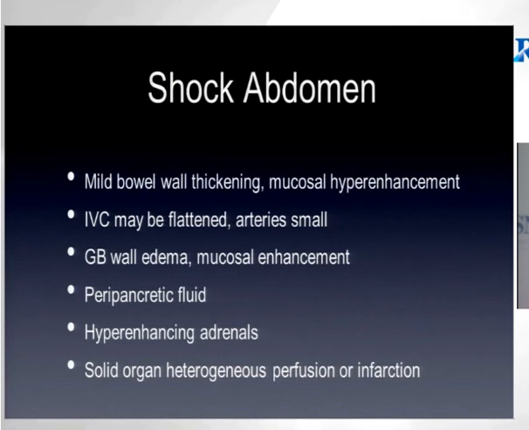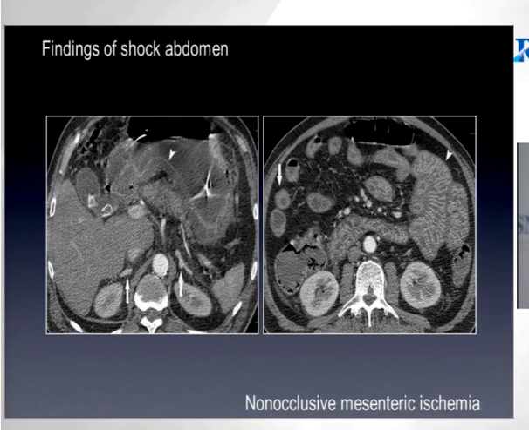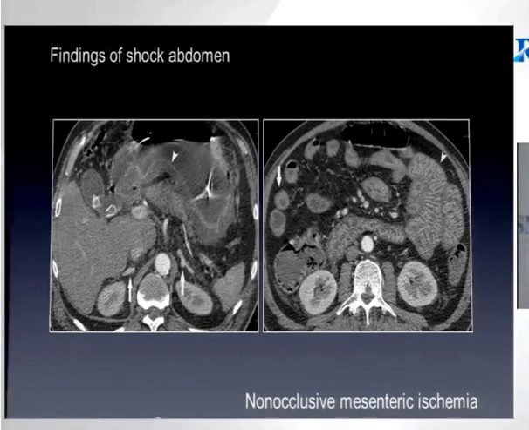The IVC may be flattened, or it may not be because the patient may have received volume before they got to your scanner, although if the patient had significant hypotension, often the arterial vasospasm does persist for longer. You may see gallbladder wall edema or mucosal hyperenhancement of the gallbladder, peripancreatic fluid, the adrenals may be hyperenhancing, and the solid organs may be perfusing heterogeneously or, frankly, infarcted. This patient is a shock abdomen case who had been resuscitated. They have diffuse gastric bowel wall thickening, and you'll see it is actually hyperenhancing. Note also that the arrows are showing that the adrenals are hyperenhancing as well.